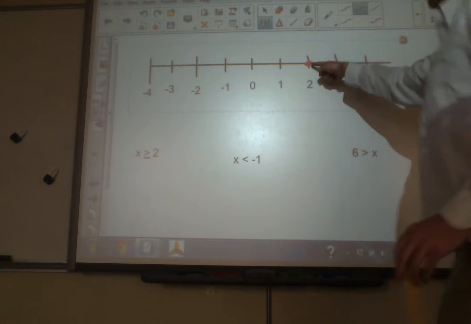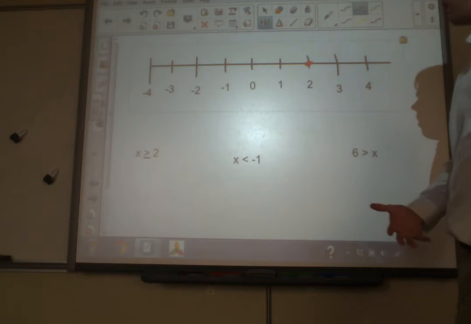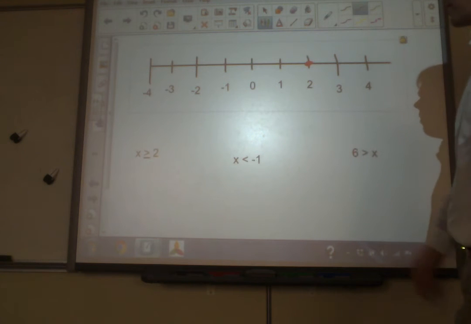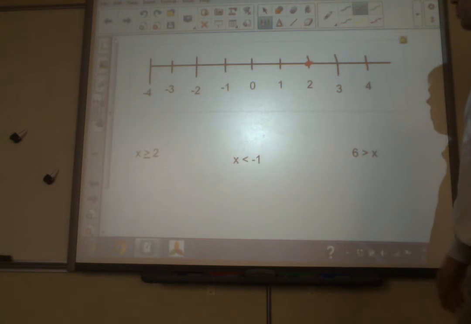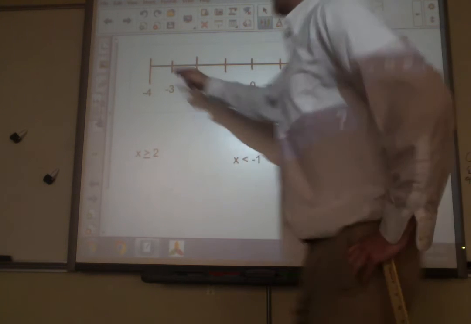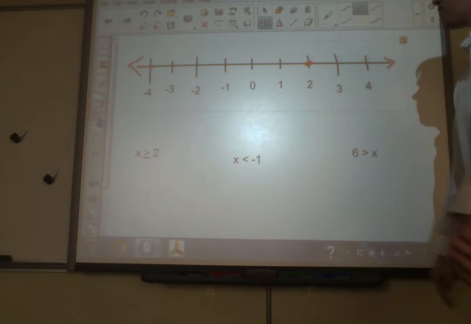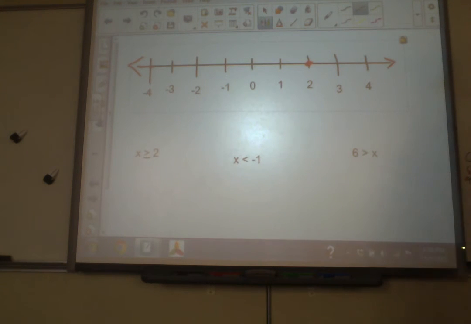Well, here's the number that's equal to 2. But we've got to represent that the answer is also all the numbers that are greater than 2. Well, our graph only goes to 4. But remember, these number lines always really go to positive and negative infinity, right? Okay, and we need it to go to positive infinity in order to graph this answer.